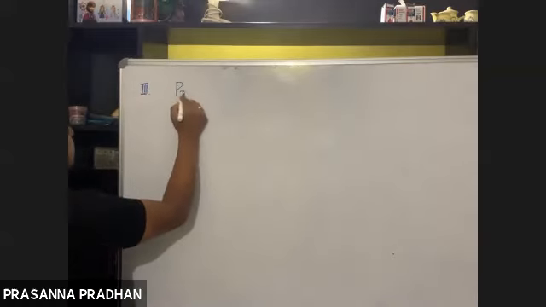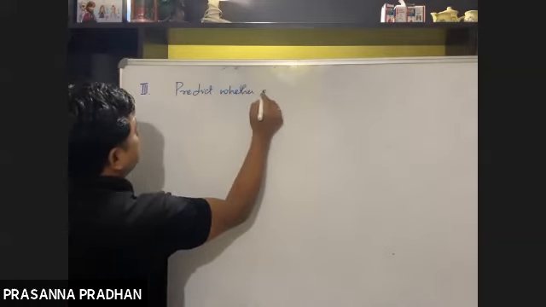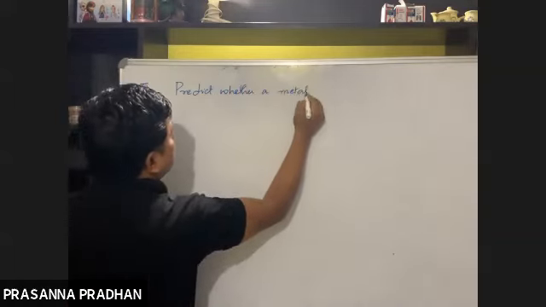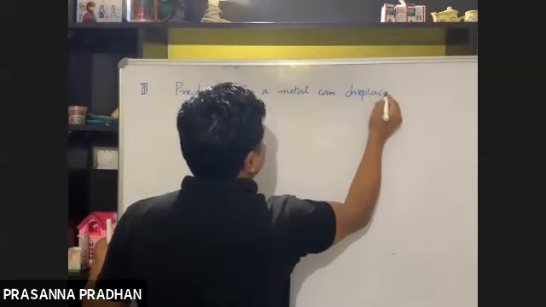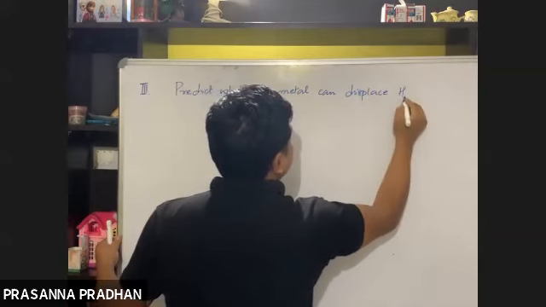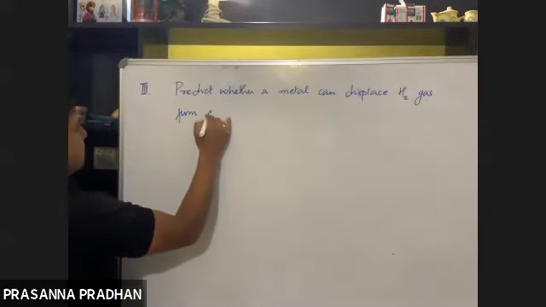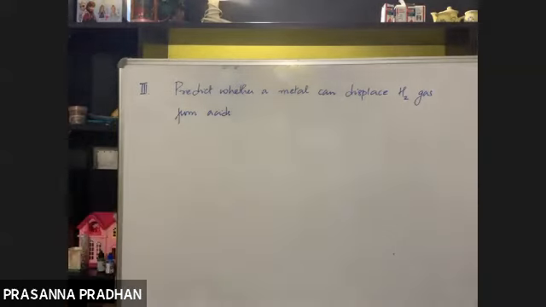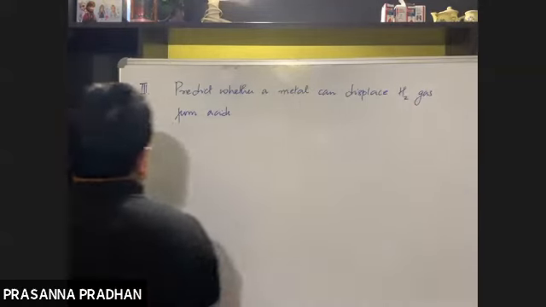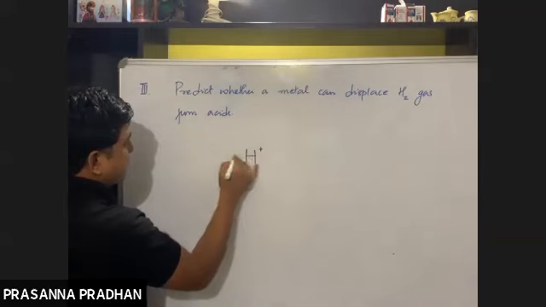So we can also predict whether a metal can displace hydrogen gas, or liberate hydrogen gas, from acids. Okay. So an acid means in a solution we have H positive ion.